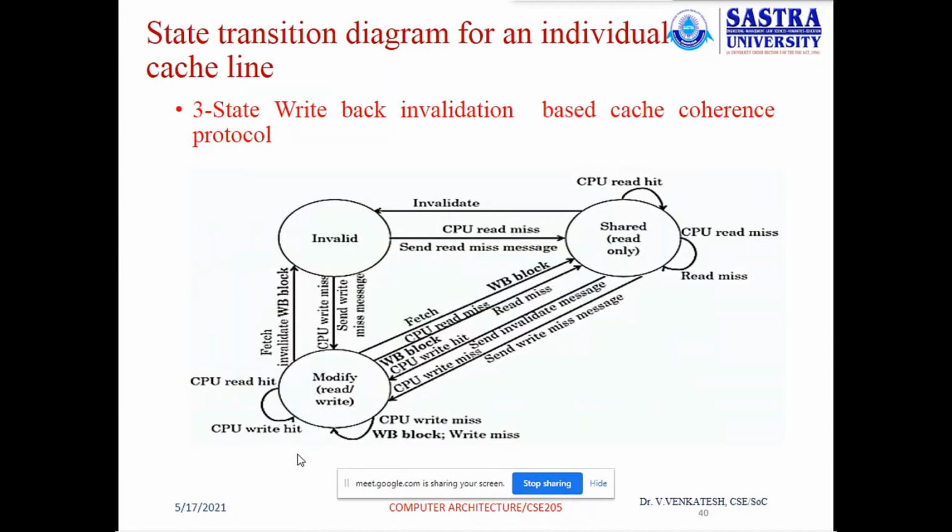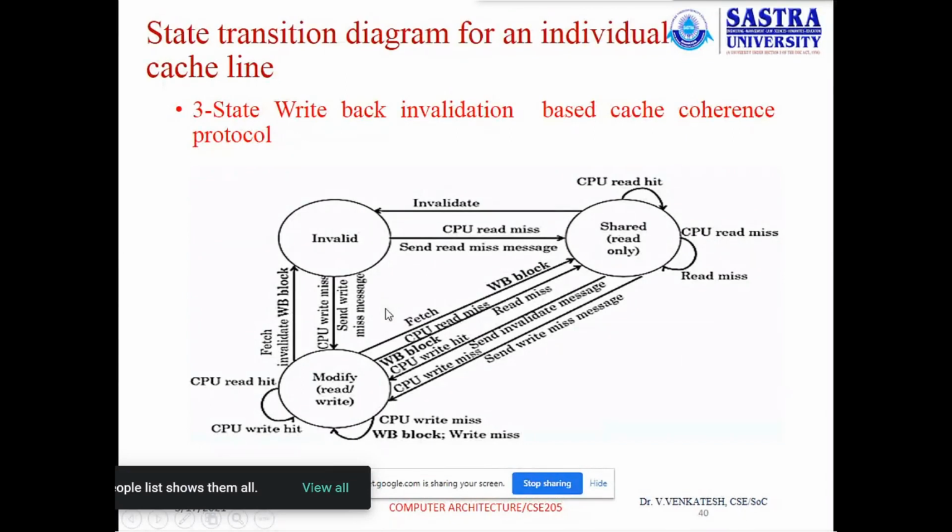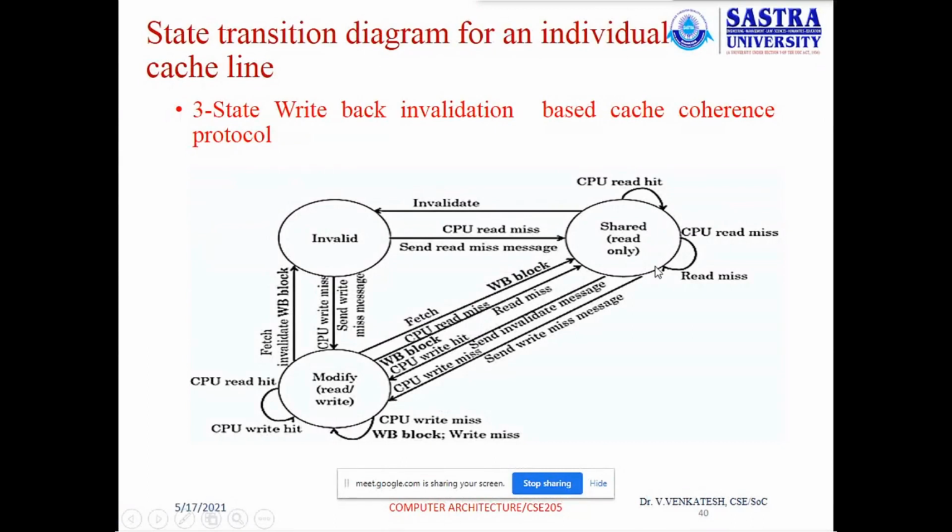Okay. Now we will go to the state transition diagram for an individual cache line. Previously we discussed the cache line, and we have the three-state diagram for the cache coherency protocol based on the snoop-based protocol. Here also we are going to have invalid, shared, modified, all those states. The diagram is the same as what we discussed in the previous class.